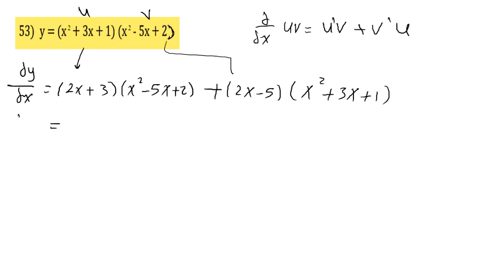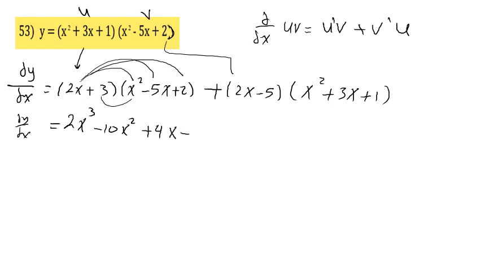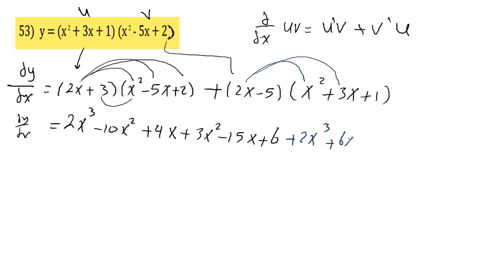And now let's simplify it. 2x multiplied by x squared is 2x to the power of 3. 2x multiplied by negative 5 is negative 10x squared. 2x multiplied by 2 is positive 4x. Then 3 by x squared is 3x squared, minus 15x plus 6. 2 by x is 2x to the power of 3. 2 multiplied by 3 is 6x squared. 2x multiplied by 1 is 2x. Negative 5 by x is negative 5x squared. Then negative 15x, negative 5.